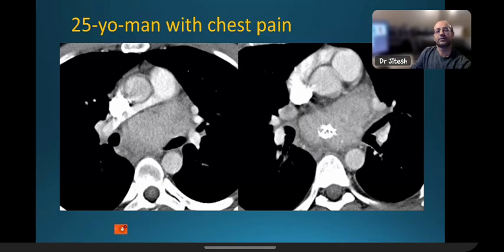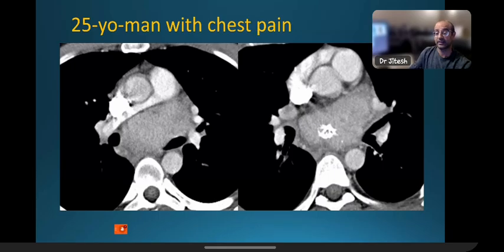So another patient presented with chest pain, a young patient. We can see this homogeneous mass which contains calcification in the prevascular or in the visceral space, or middle mediastinal space. We can see this is behind the right pulmonary artery. It's looking very hypervascular again on CT.